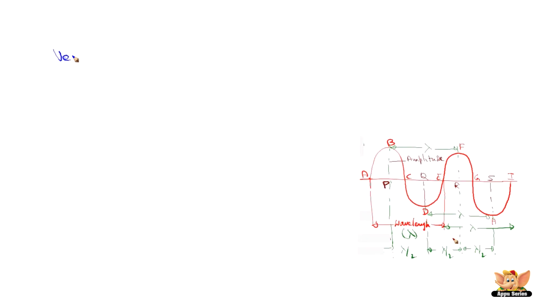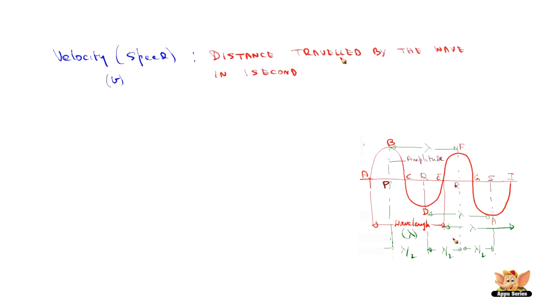And the last parameter is velocity or speed of the wave, which is represented as small v. Velocity or speed of the wave is nothing but the distance travelled by the wave in 1 second. Its SI unit is meter per second, or meter second minus 1.